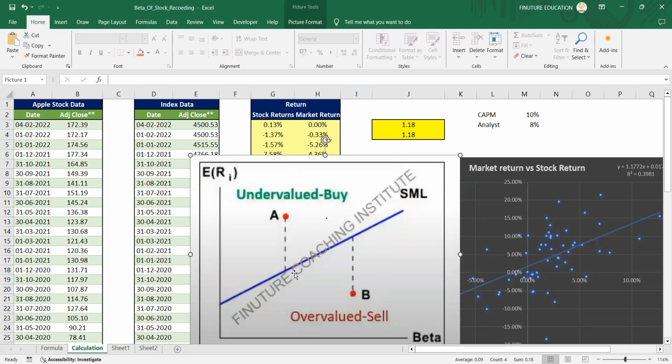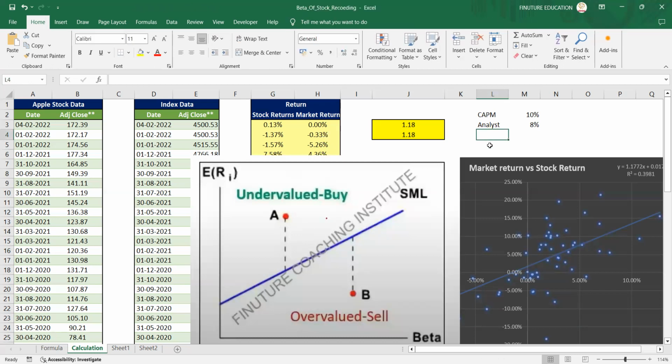Are you with me? Can you guess? Yeah, I'm still with you. So what we are saying is we have the SML, which is the CAPM returns, the returns that we calculated using CAPM. The points at B and A are the analyst calculations. So we are saying if the return of the analyst, which is A in this case, is above the security market line, which is the reflection of the CAPM, it's undervalued, right? Correct, that's correct. What I don't understand is the reason why we are saying it's undervalued.